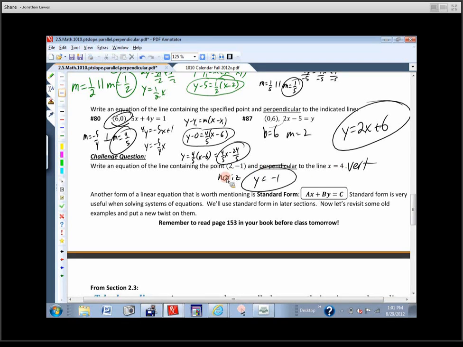Now, if you wanted to graph this line, graph that point and say, hey, I've got this vertical line over here and I need a horizontal one to go through here and figure it out that way, that's okay, but a lot easier to reason your way through there. Questions?